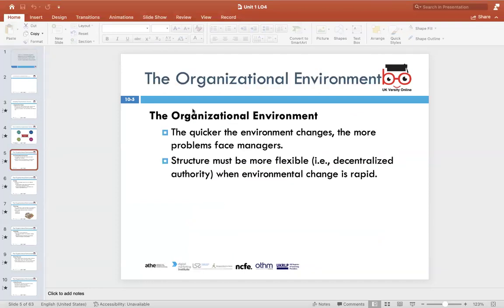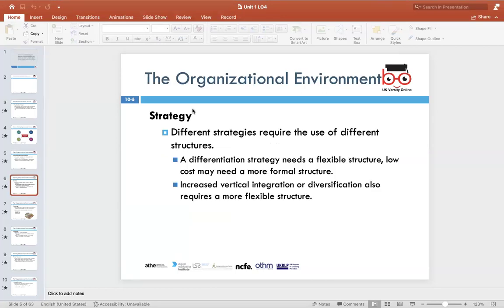The organization environment is quite easy to understand: the external changes that are happening and the different problems that are faced. That's the environment in which the organization operates. Whereas the strategy might be the organization's goals and objectives that they have set for themselves, and how they're looking at that.